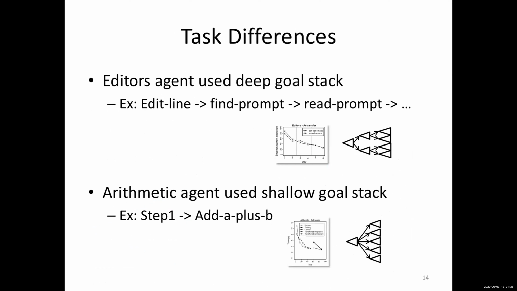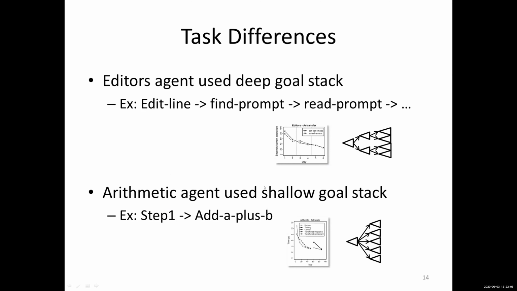And if you look at the actual agents used for the Actransfer work, you'll notice that those tasks do differ by the depth of their hierarchy. For the goal stack, the editor's task is fairly complex and deep. You have operations like edit line, which requires finding a prompt or reading a prompt, and so on. For example, I believe that actual task hierarchy goes down to like a depth of 6 different goals in a stack. Whereas the arithmetic agents is pretty shallow.